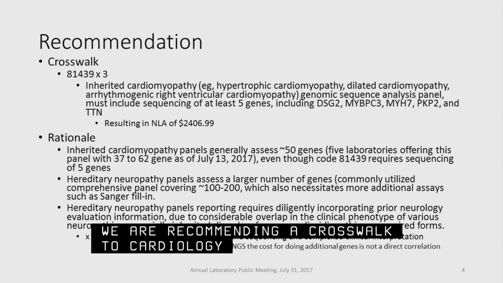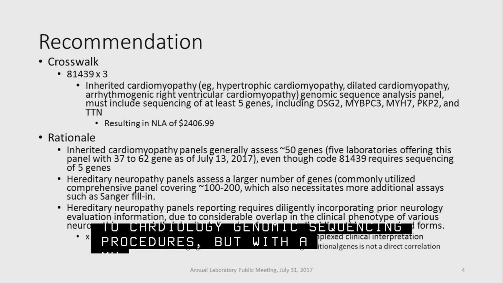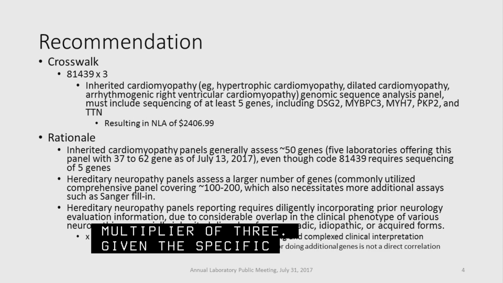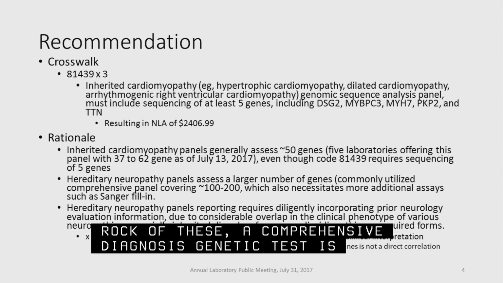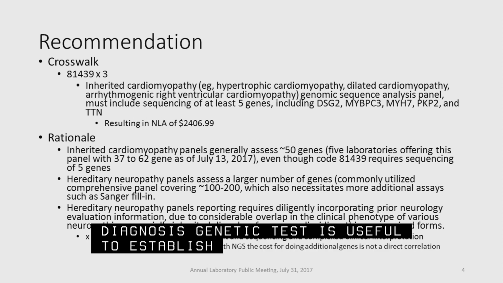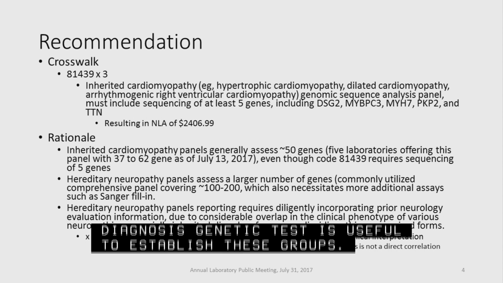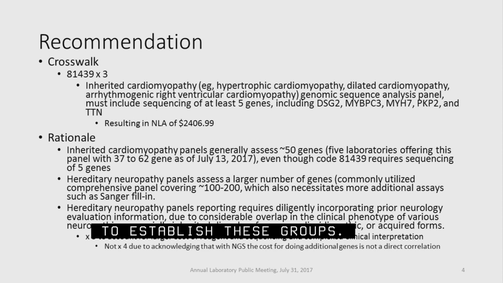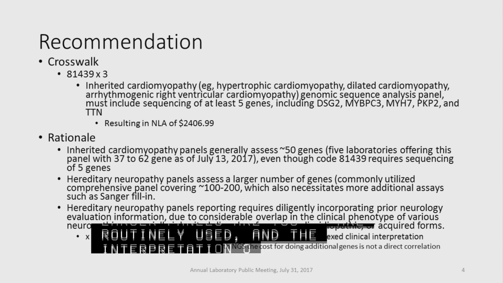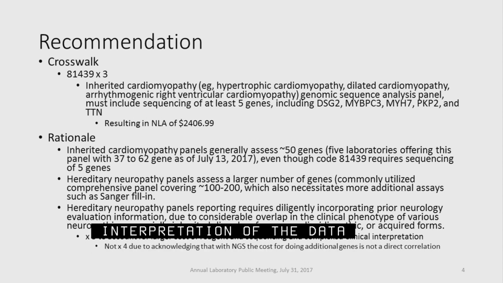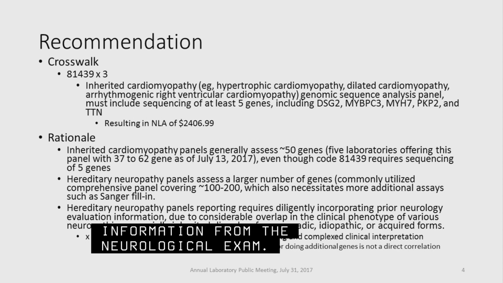Given the considerable phenotypic overlap and the broad genetic heterogeneity of inherited peripheral neuropathies, a comprehensive diagnosis genetic test is useful to establish the genetic cause in these clinical groups. Larger panels are routinely used, and the interpretation of the data requires incorporating information from the neurological exam. We feel that the ×3 accurately reflects the resources and time involved with the analysis.